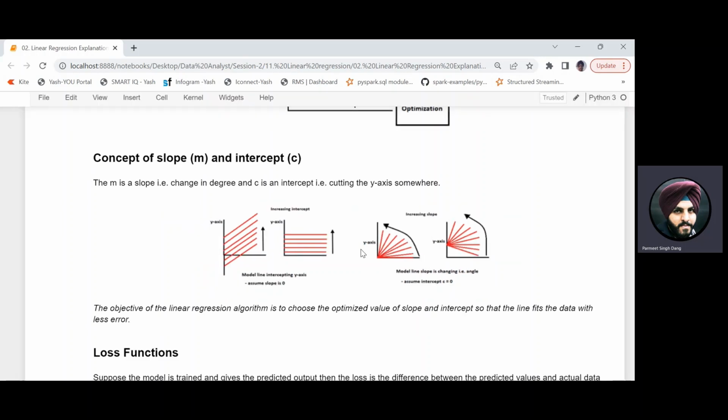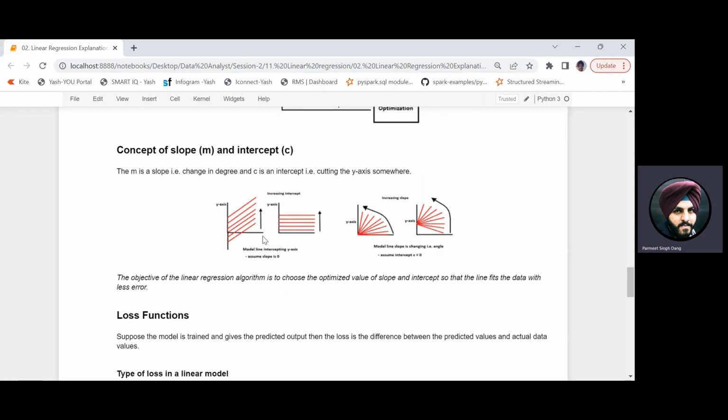Okay, so the objective of the linear regression algorithm is to choose the optimized value. Please note or focus on this keyword: optimized value. So we are trying to choose the optimized values of slope and intercept so that the line fits the data with fewer errors.